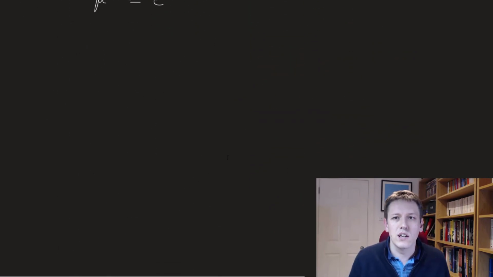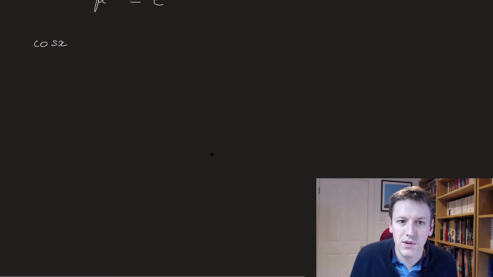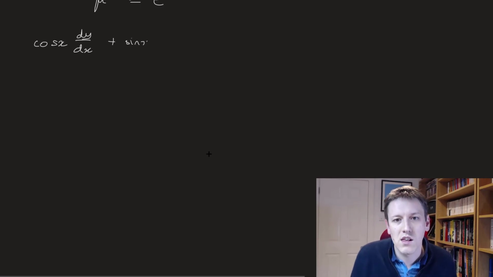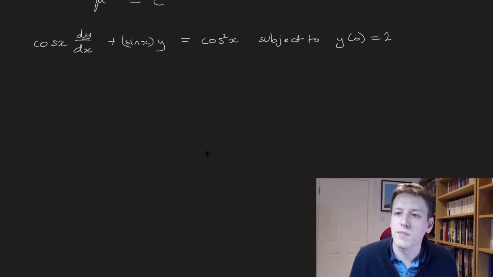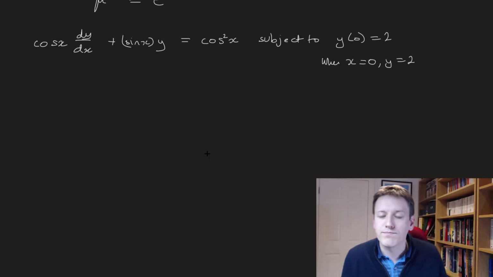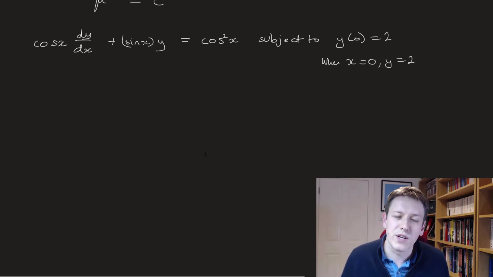Okay, so let's do one more example of this method. So we're going to have cos x this time times dy by dx plus sin x times y, and I want to solve that as equal to cos squared of x. Okay, and actually we'll also put a boundary condition on this one, so we'll say that this is subject to y of 0 equals 2. All I mean here is that when x equals 0, y equals 2, and that will allow us to make sure we don't have an arbitrary constant in the answer at the end.